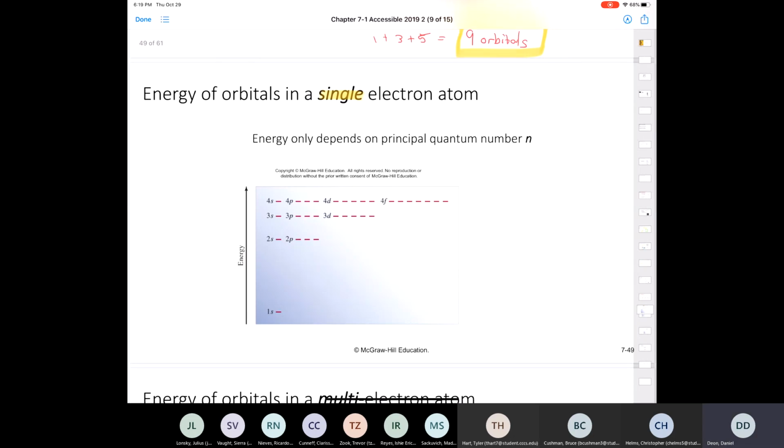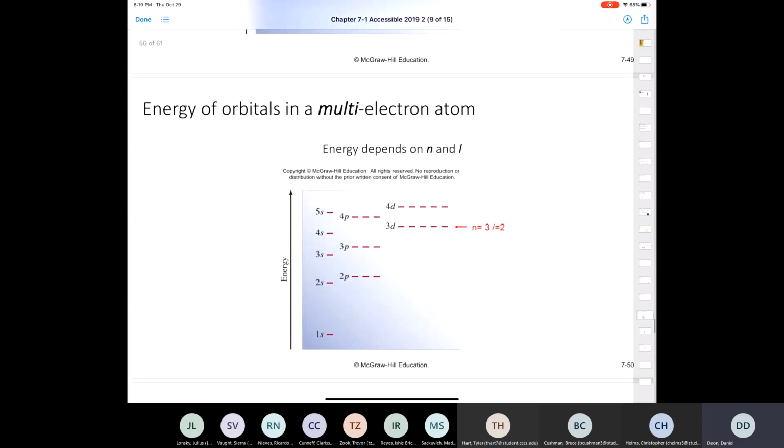What if you have a multi-electron atom? Well, it depends on two things. It depends on n, the principal quantum number, and it depends on L, the angular momentum quantum number. You can just scratch this part off here.